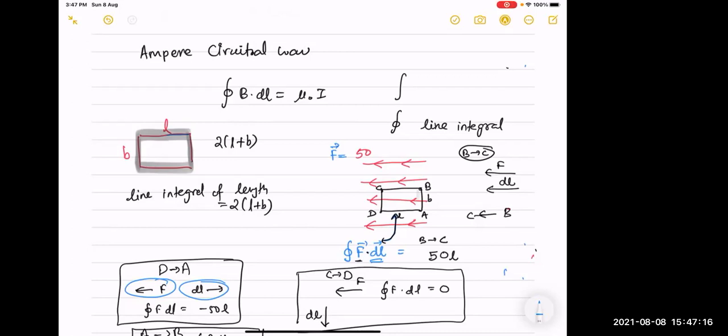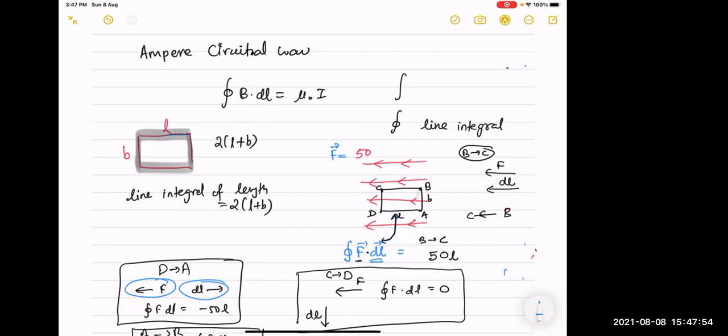I'll say again. The line integral of magnetic field over a loop is equal to mu naught times the net current passing through that loop. Okay, fine. This loop is called an Amperian loop. Saksham, you turn on your video. This loop is called an Amperian loop, right? Everyone has copied this.